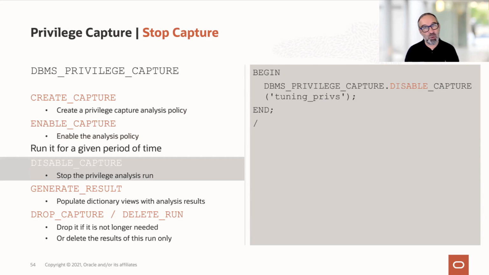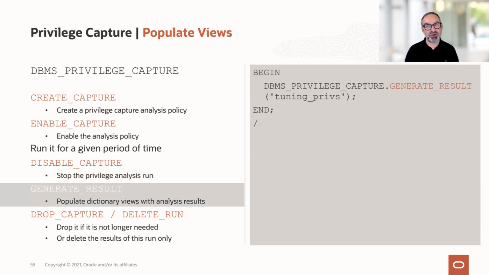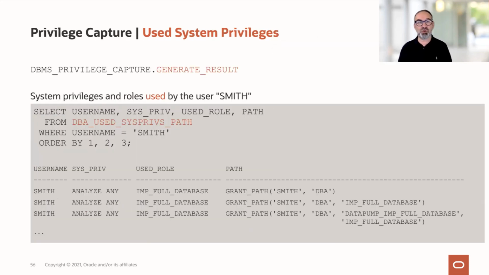At one point, when you disable the capture, we stop recording the privileges the user Smith used here. And then we need to generate the results. So very simple, generate result, tuning privs. That was my capture policy I created.